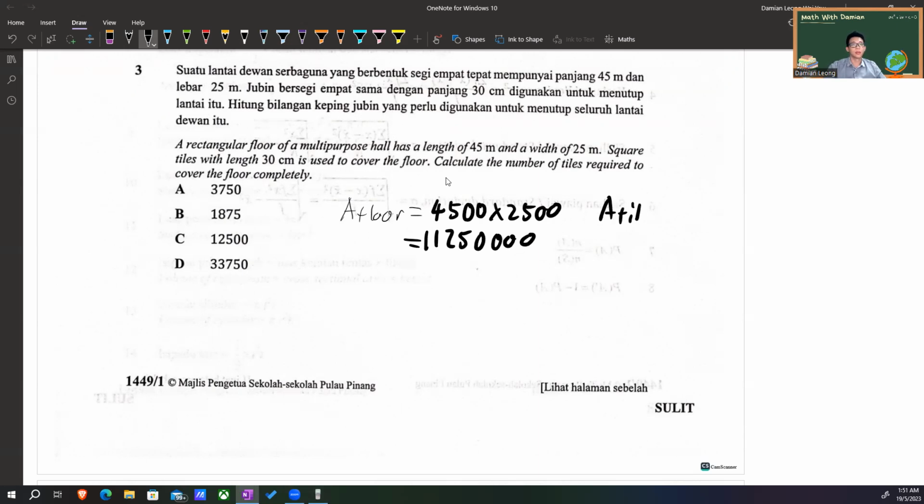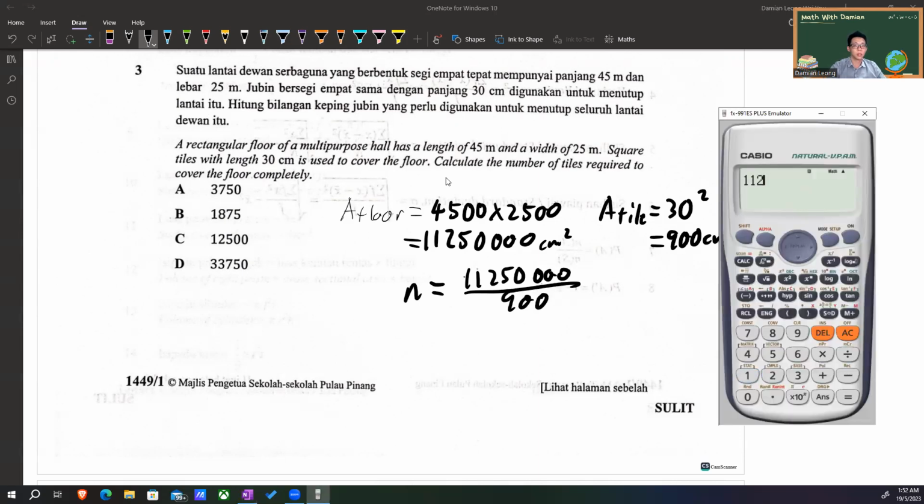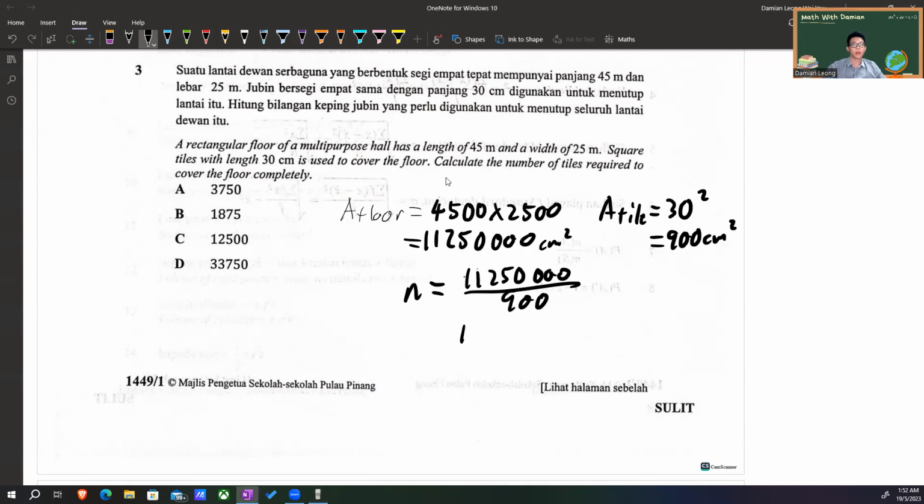Area of a tile is just 30 cm by 30 cm, so 30 squared, which is 900 cm squared. Both are cm squared. So the number of tiles is just the area of the floor, 11,250,000, divided by 900, which is 12,500. Answer C.